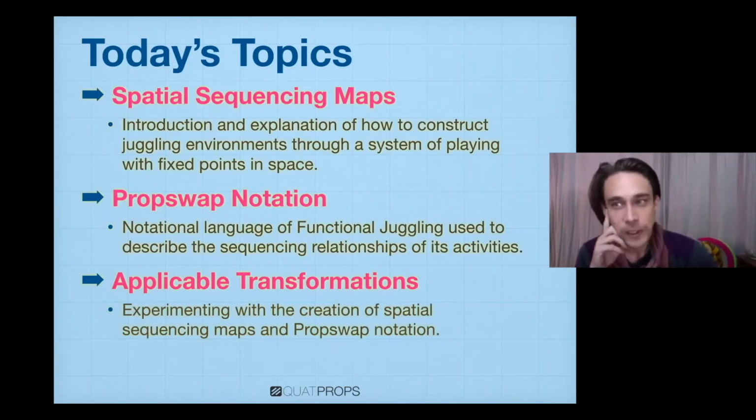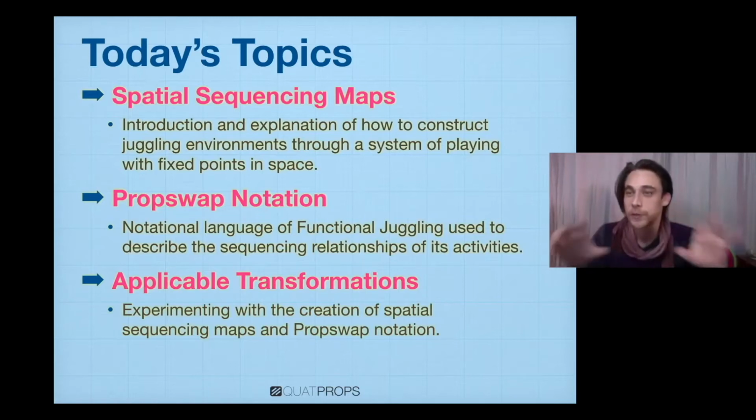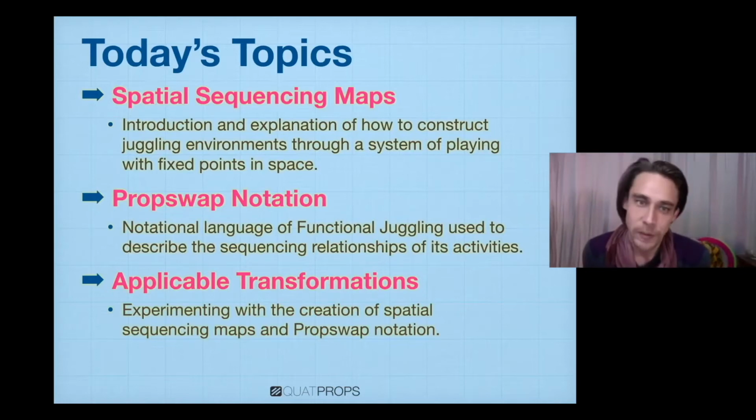So in last week's exercise, we played with a spatial sequencing map as well. We did functional movements, but we worked with only 4 points. And I didn't tell you about the spatial sequencing map at that point. Today, we're going to look at what the difference is, what happens when we start to work with 5 points, why that's important, and how to notate those experiences as well.